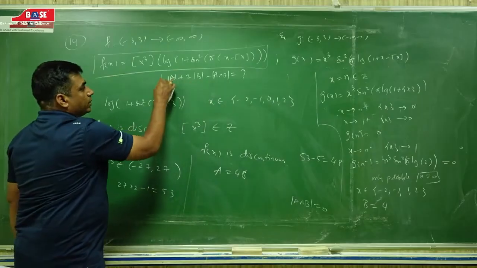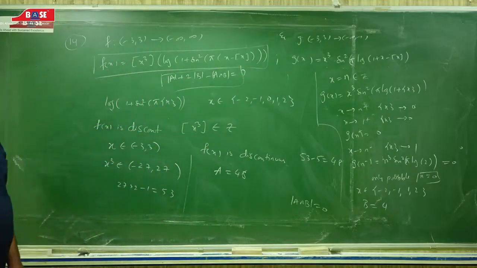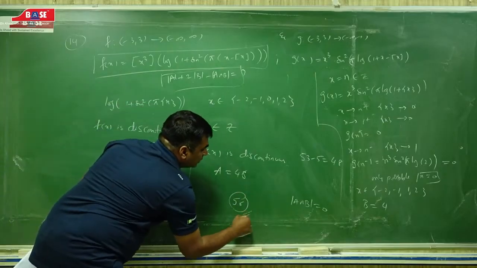So when I substitute in this value, I can say it will be 48 plus 2 times 4, that is 8. 48 plus 8 will be 56. So the final answer will be 56. That is the final answer.